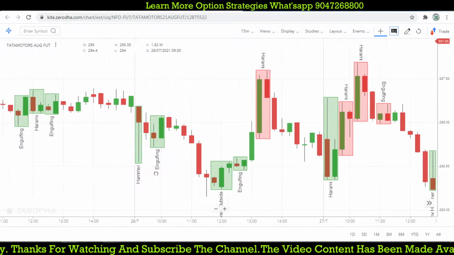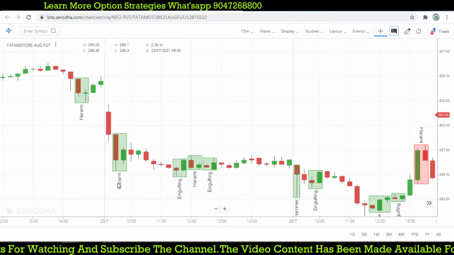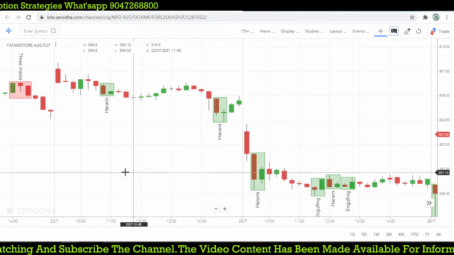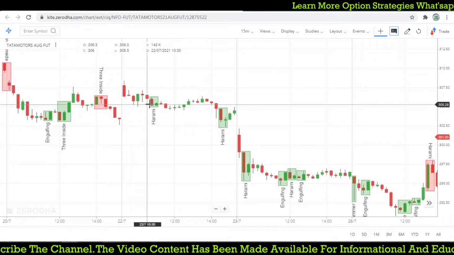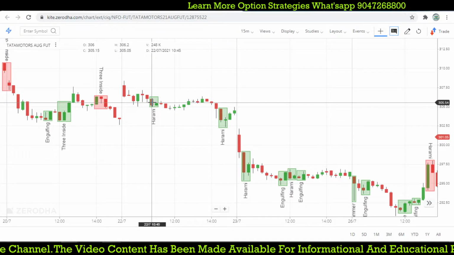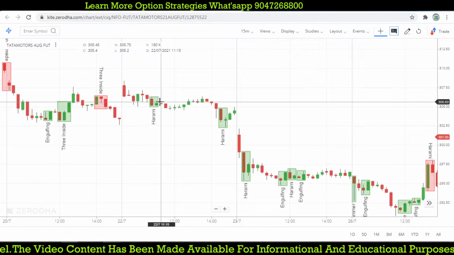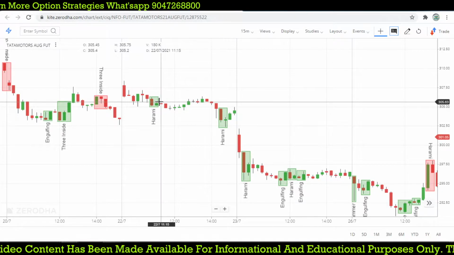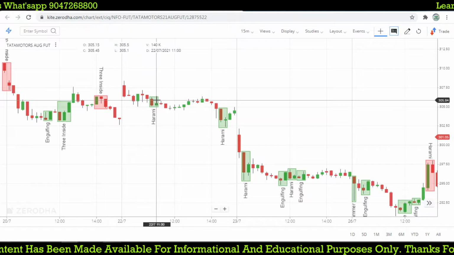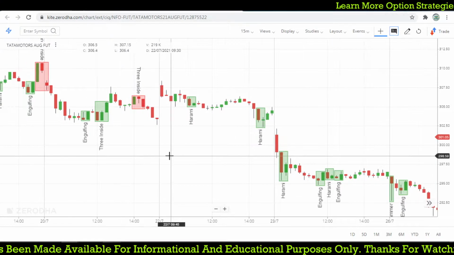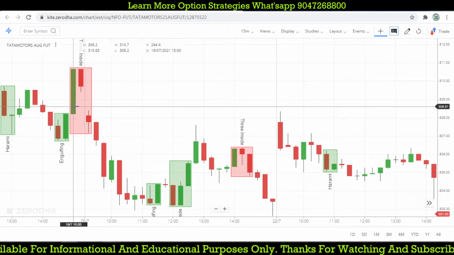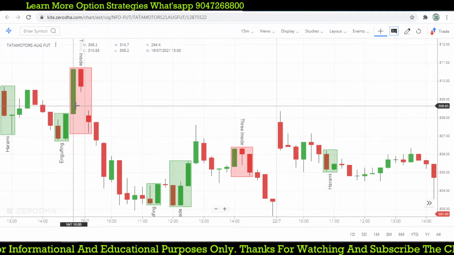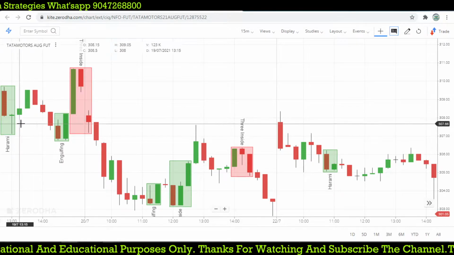So we are going to find out the perfect Harami candle where it forms. When that kind of candlestick formation happens, this open is 306 and this low was 305.1. So that is also not meeting the conditions we are expecting. This open is 308.2, this high is 310.6.